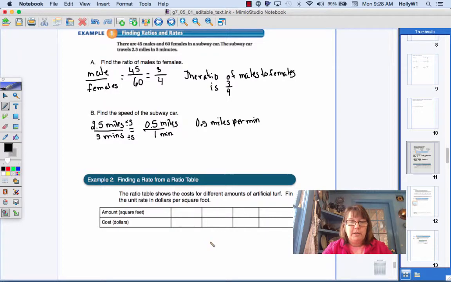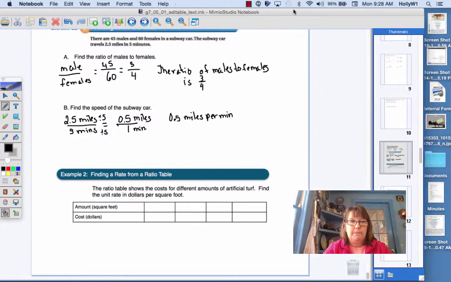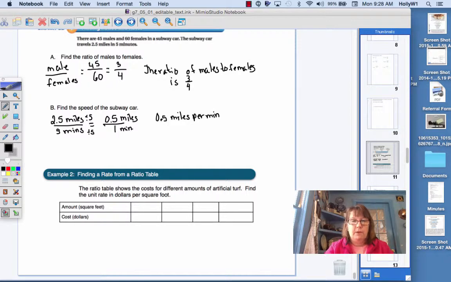All right, our second example is finding a rate from a ratio table. I'll move over so that hopefully my face isn't in the way of what you can see. A ratio table shows the cost for different amounts of artificial turf. Find the unit rate in dollars per square foot. For every 25 square feet of artificial turf, it costs $100. And then this grows in this table.